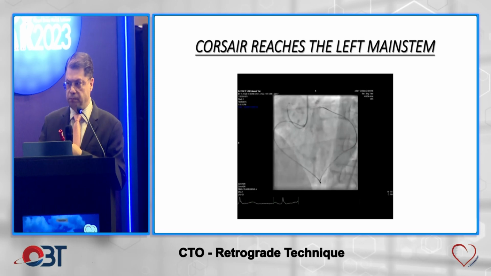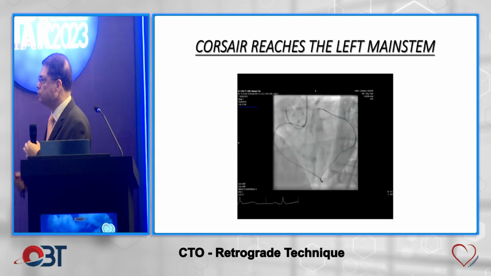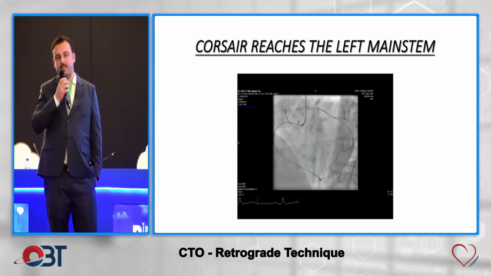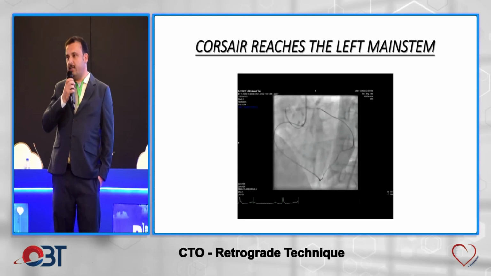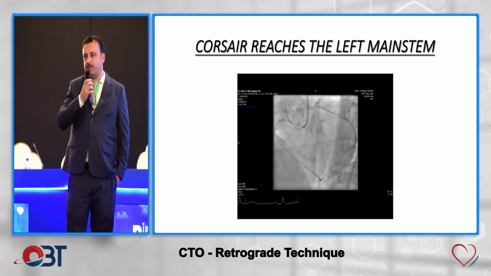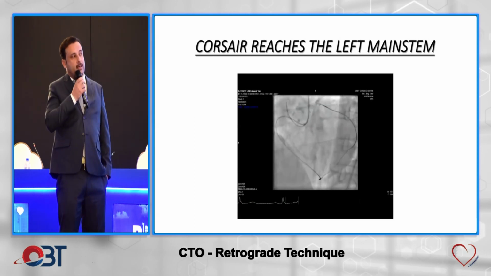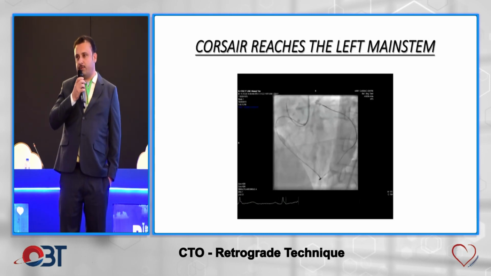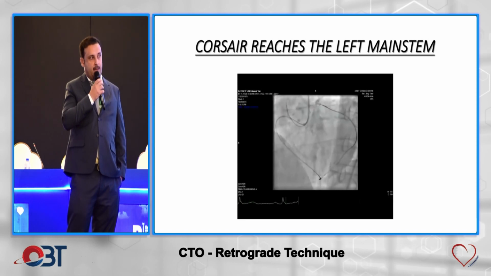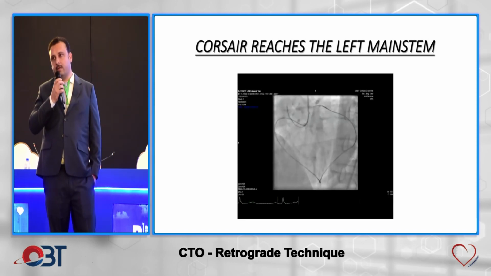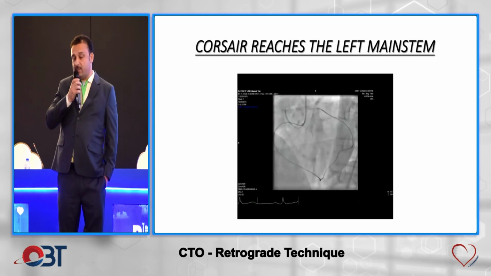Now we can come across the difficulty of crossing the CTO cap and CTO body retrograde. So it is almost the same. We escalate and de-escalate the wires. Initially, we take polymer jacketed wires like the Fielder XTA or Fielder FC. Then if it is not punctured by these or it doesn't find its path, then we increase the tip load to a Gaia Second or even a Hornet 14 or Confianza Pro 12.